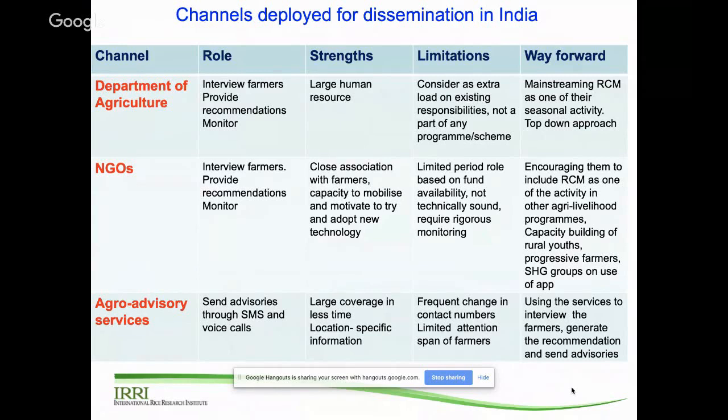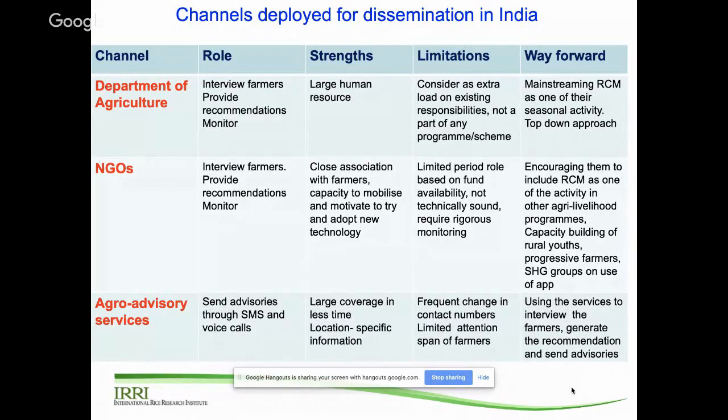We are also working with a number of NGOs at the grassroots level. The major strength is that they are closely associated with the farmers and have the capacity to mobilize and motivate them to try and adopt a new technology, because they are from the farmers themselves. They are very close to the farmers. The major limitation is, again, that usually they work within the span of the projects that we engage with them. They're not technically sound, so we have to go for frequent trainings with them, and rigorous monitoring is required.